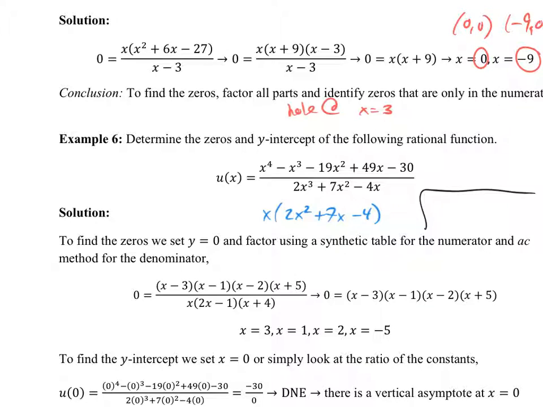To find the y-intercept, as always, we just set x equal to 0. When you do that, what happens? What do you notice? What happens, Kate? Everything cancels, like all the x's cancel, and it's just negative 30. Negative 30 over. But what's negative 30 over 0 as a value? Undefined.